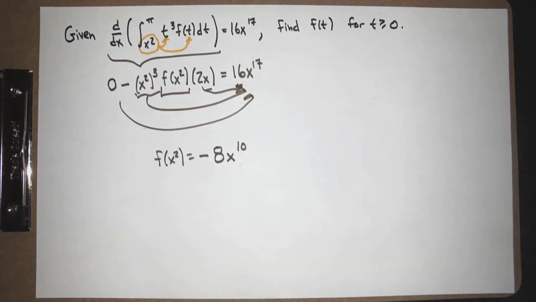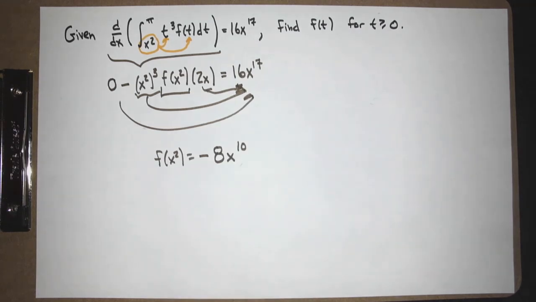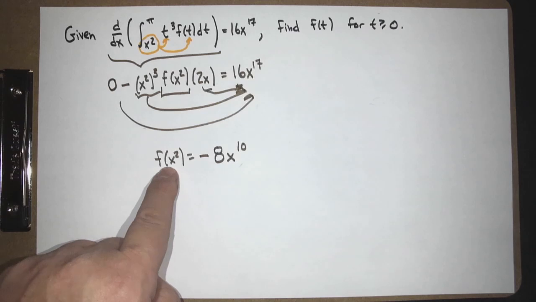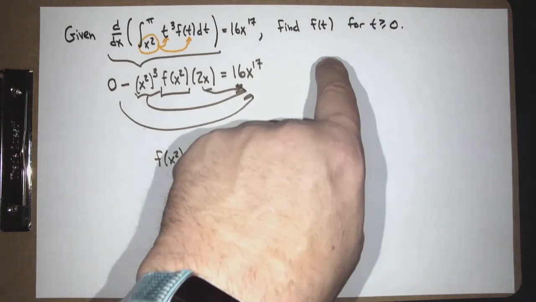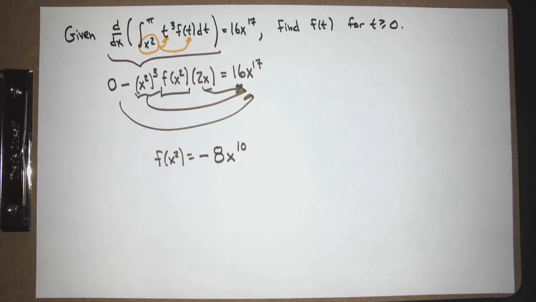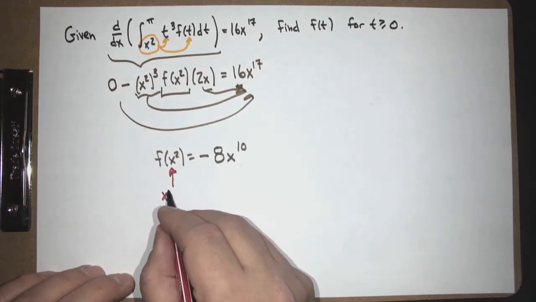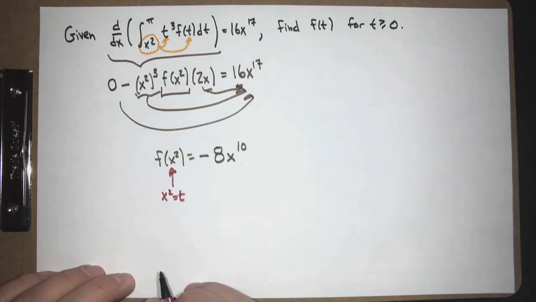Okay. Is this our answer? And why not? This is f of x squared. We want f of t. Well, what are we going to do? We're going to change the name. We say, congratulations, x squared, you're now called t.